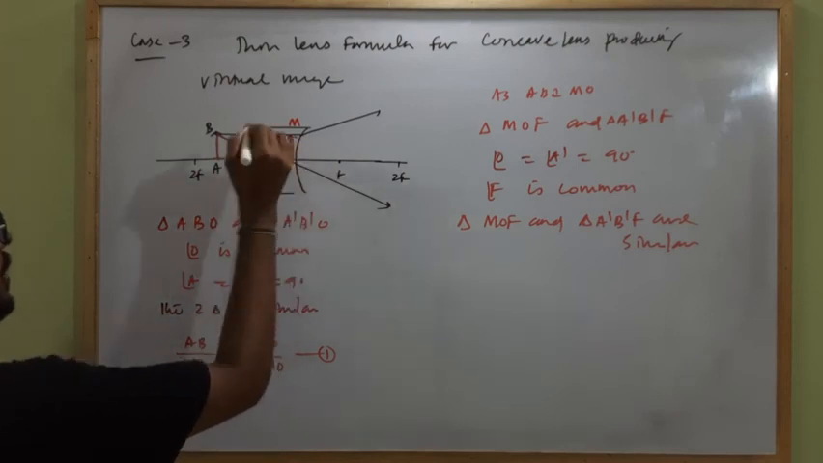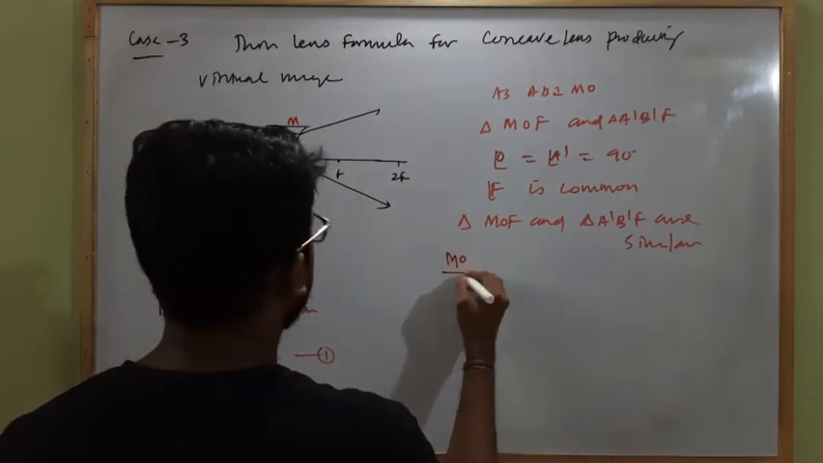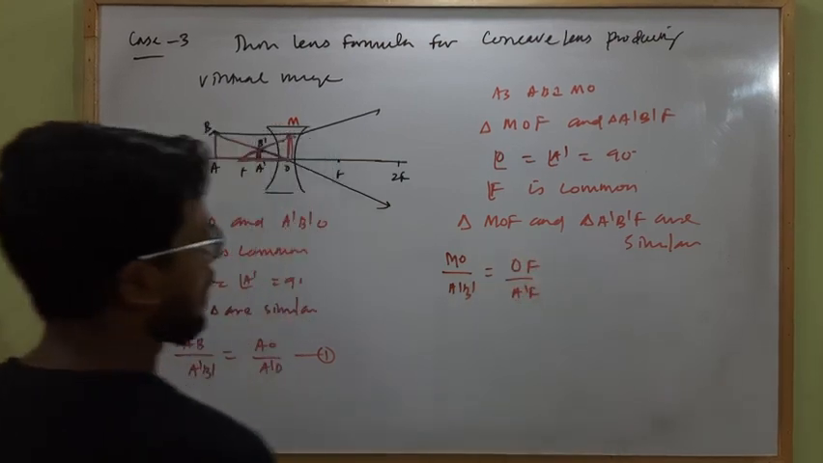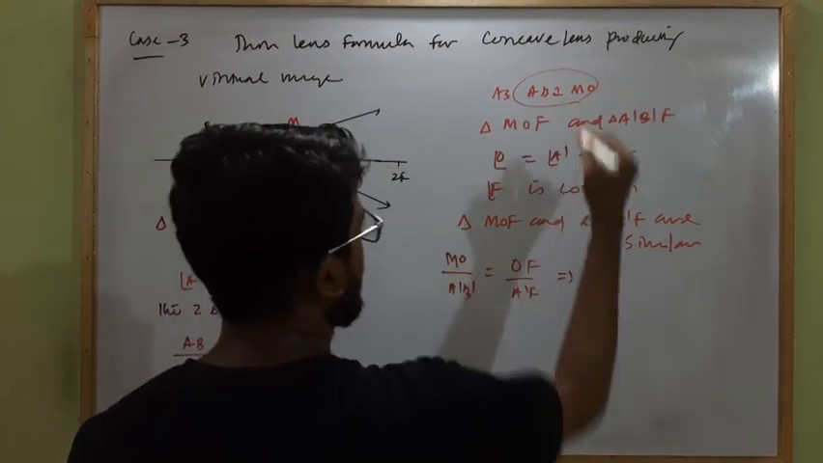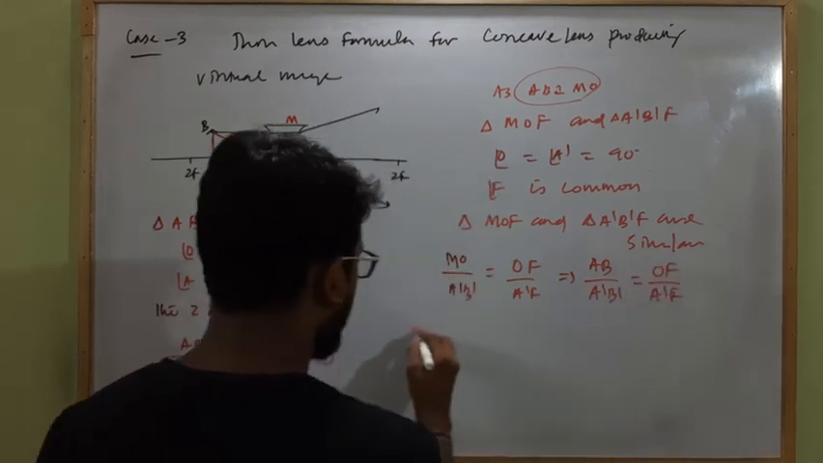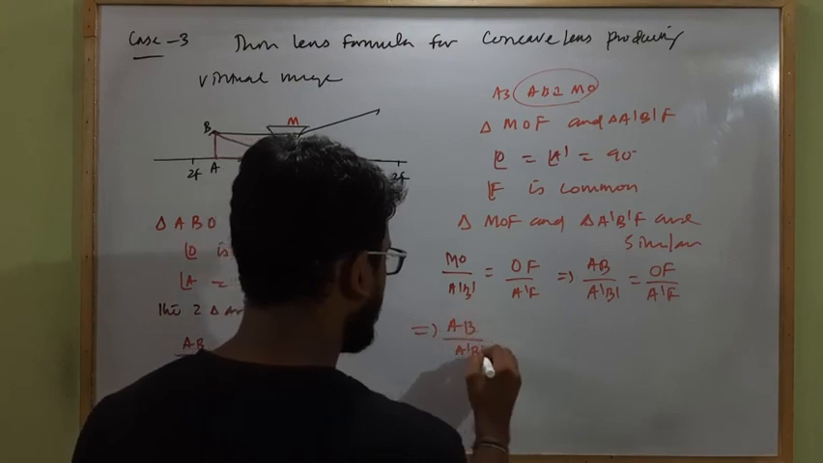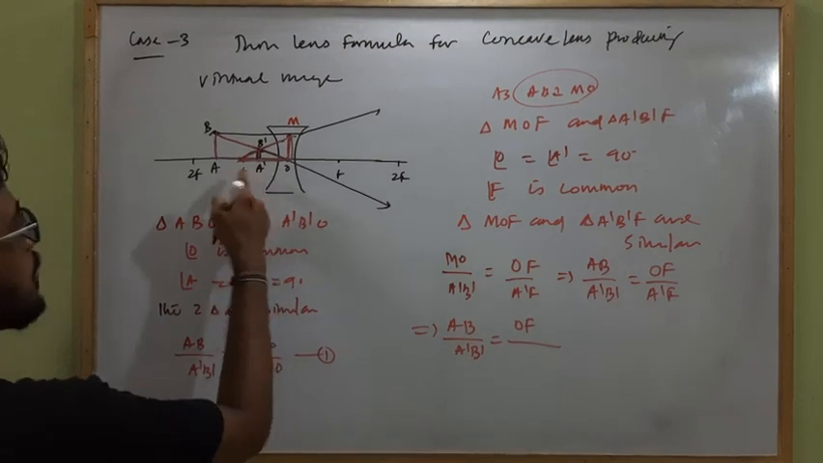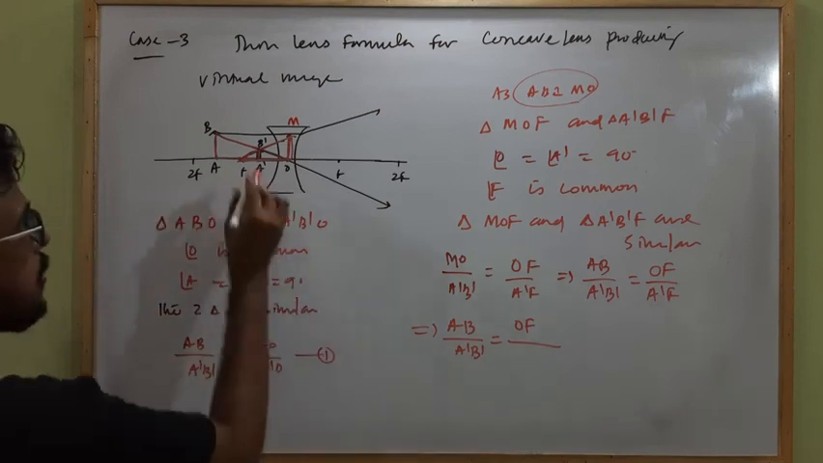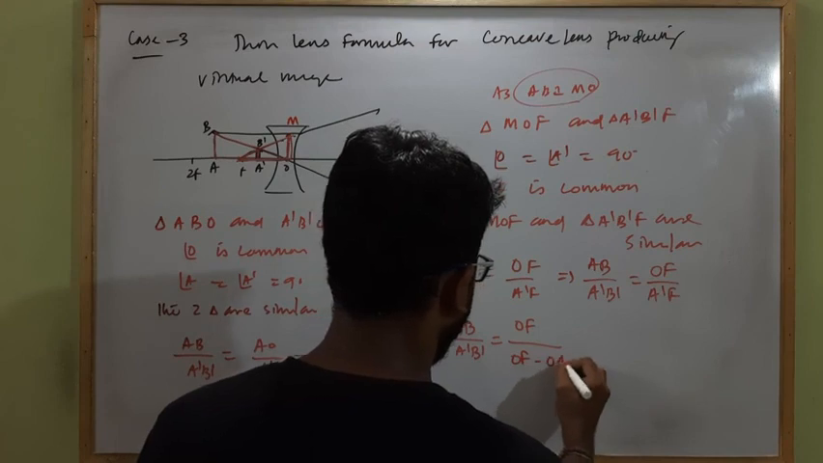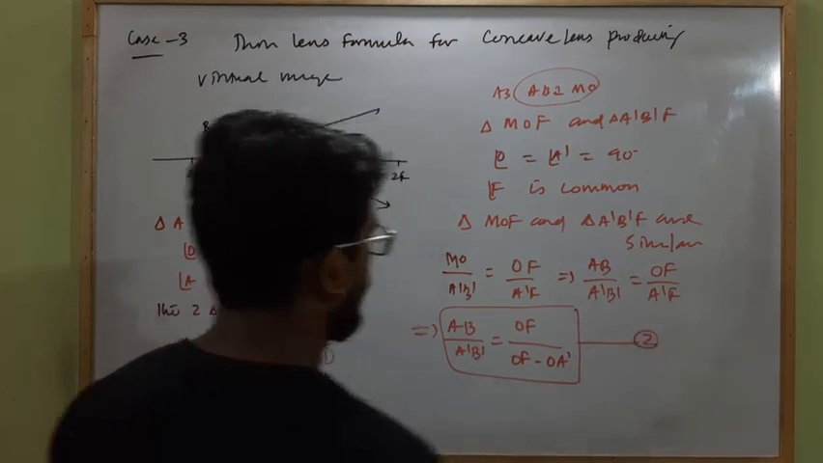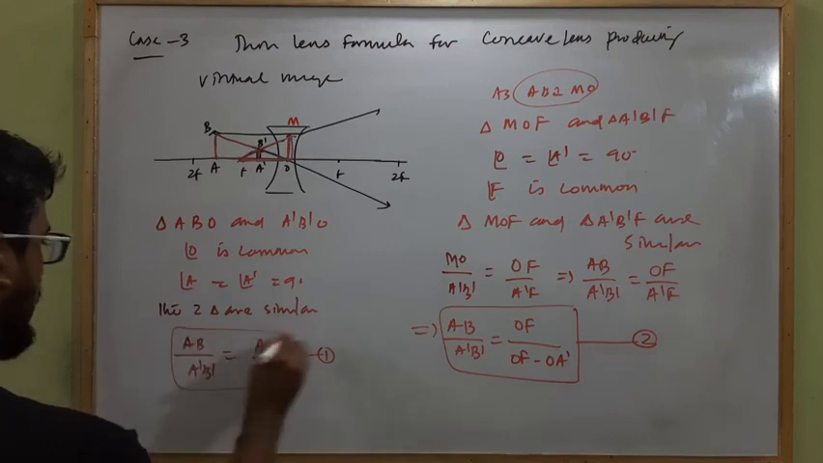This small triangle and this large triangle are similar, so you can write MO divided by A dash B dash equal to OF divided by A dash F. As MO is nearly equal to AB, you can write AB divided by A dash B dash equal to OF divided by A dash F. A dash F can be written as OF minus OA dash. Clear? Equation 2.